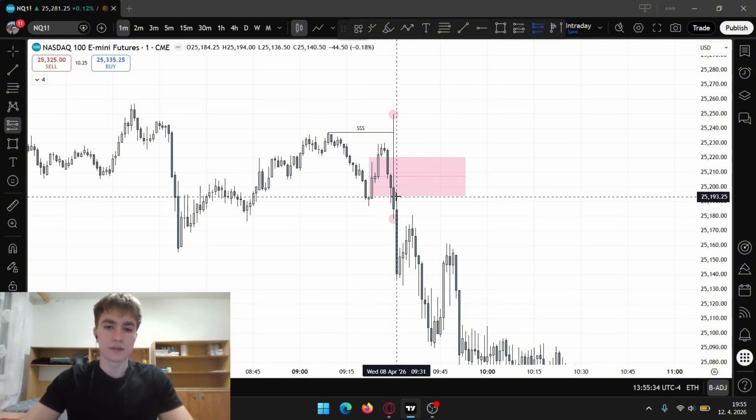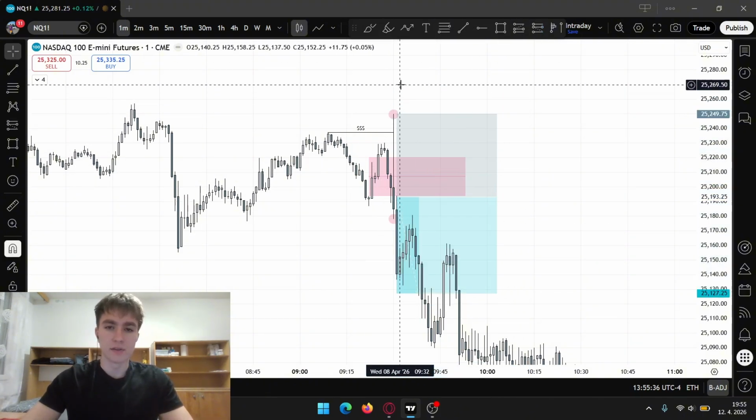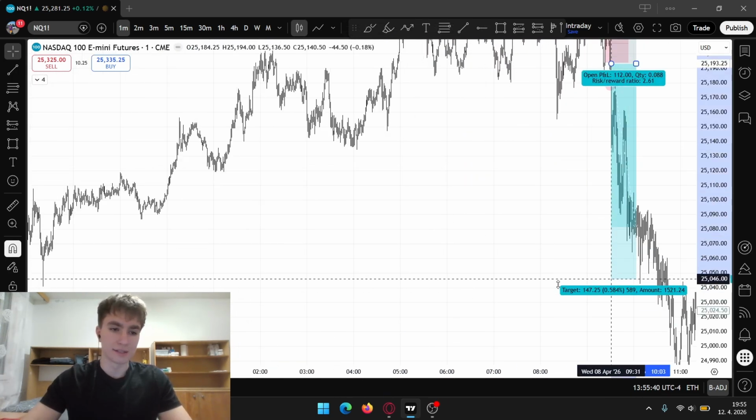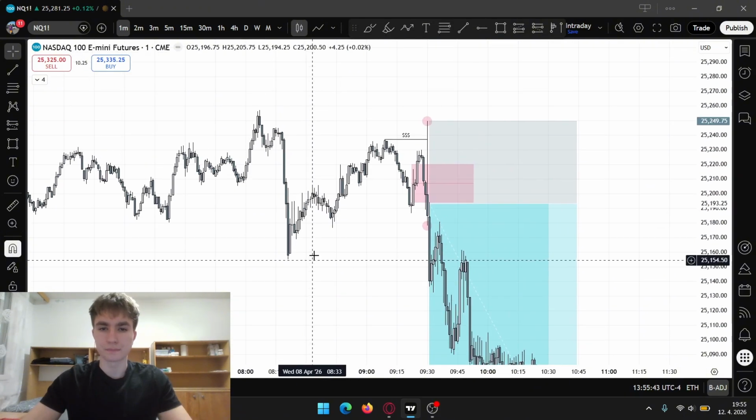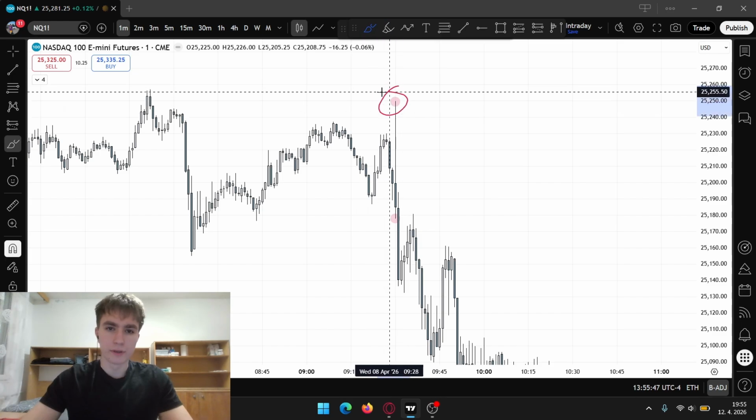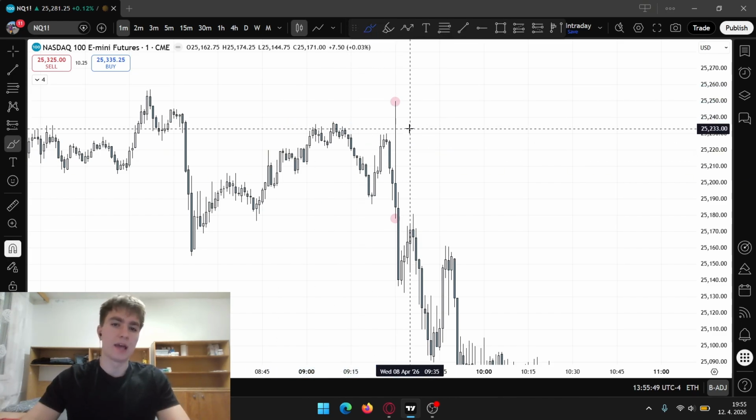We could have taken a short setup from that, stop loss at the high and take profit maybe at some external sell side liquidity, whatever. But the main point is that we have the market open and that manipulation happened at the market open.